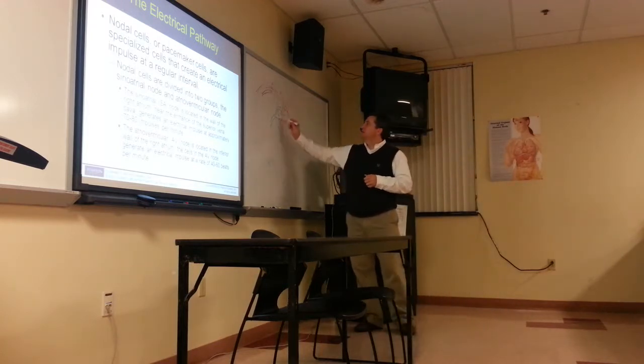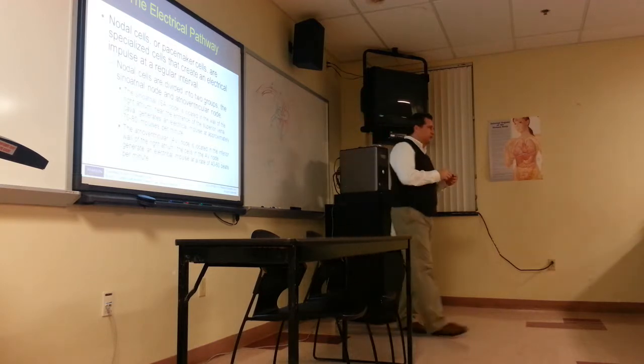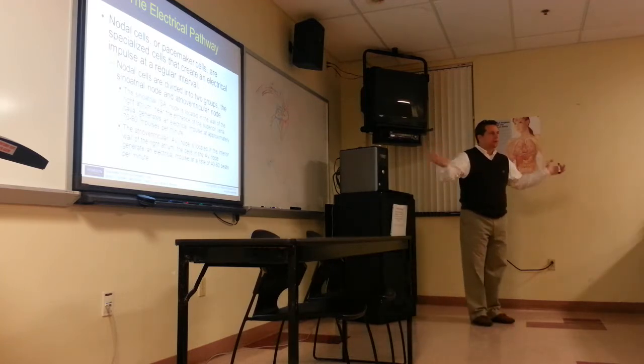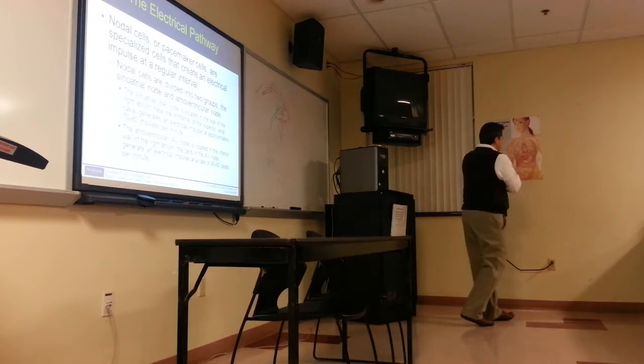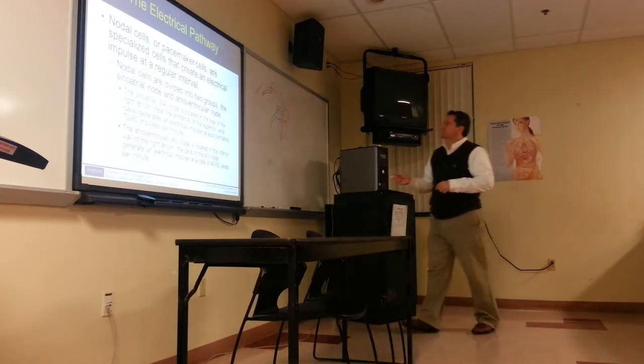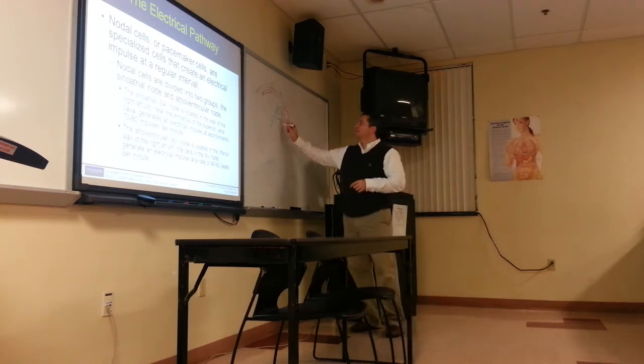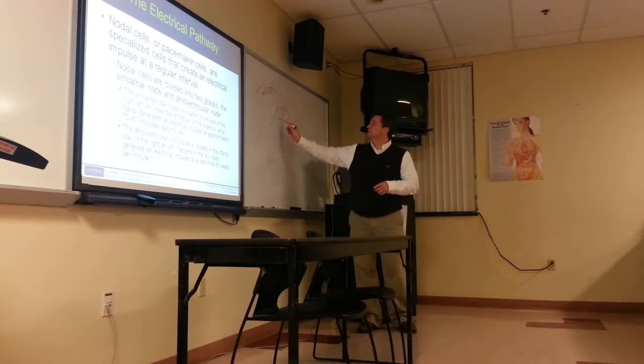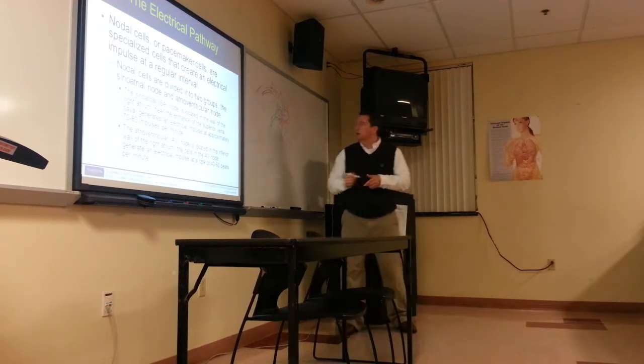The sinoatrial node then sends a signal down to the atrioventricular node, the AV node. The AV node collects the signal, bundles it back up again, and sends it down the septum into this big bundle called the bundle of His, which branches off into these two bundle branches. They go down to the apex and then up the ventricles as the Purkinje fibers. So that is the transmission of the signal.